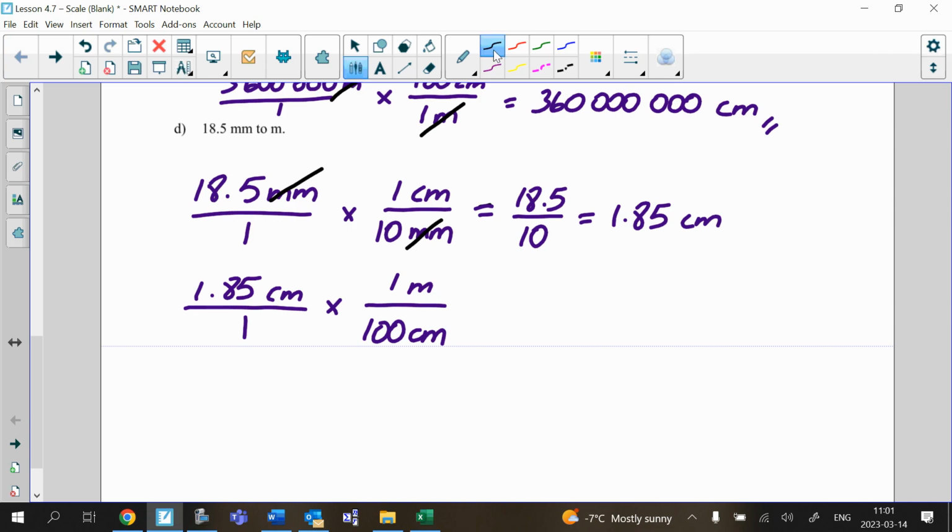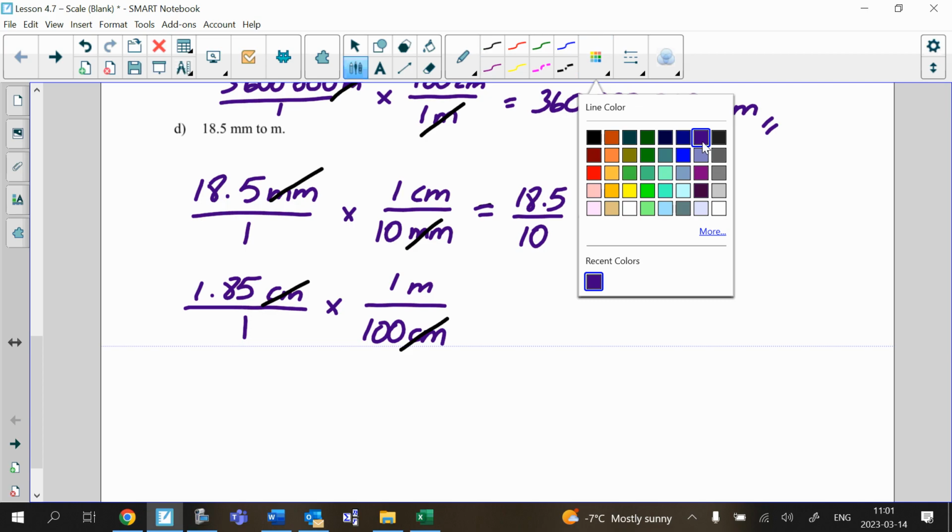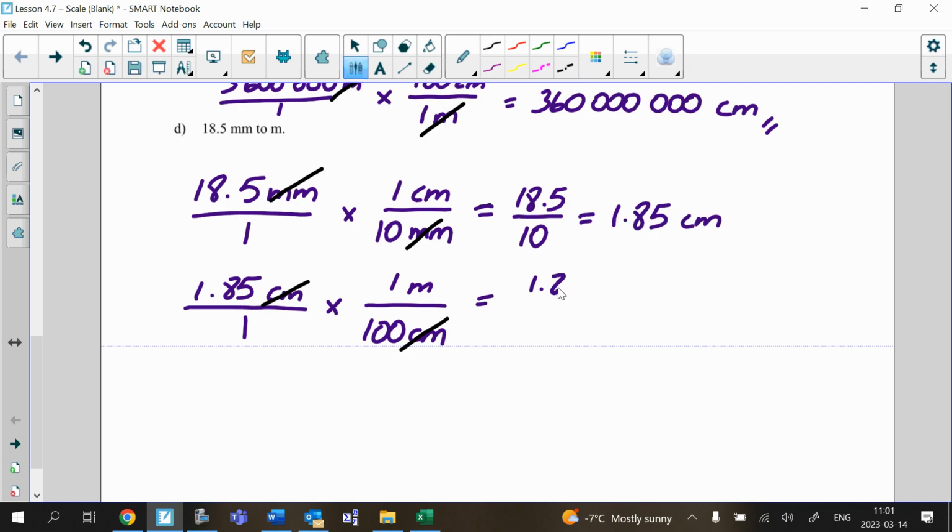So again, I'm going to have to divide. It's going to be 1.85 divided by 100, which gives me 0.0185, sorry, meters.